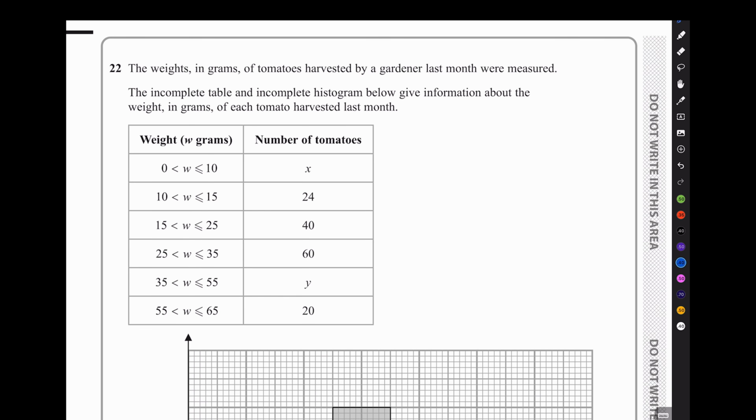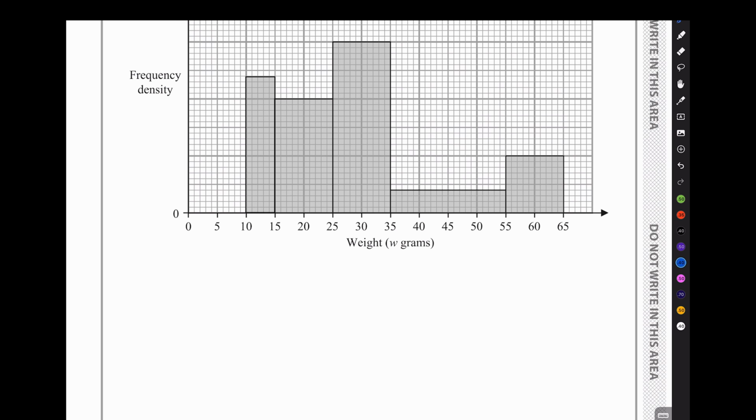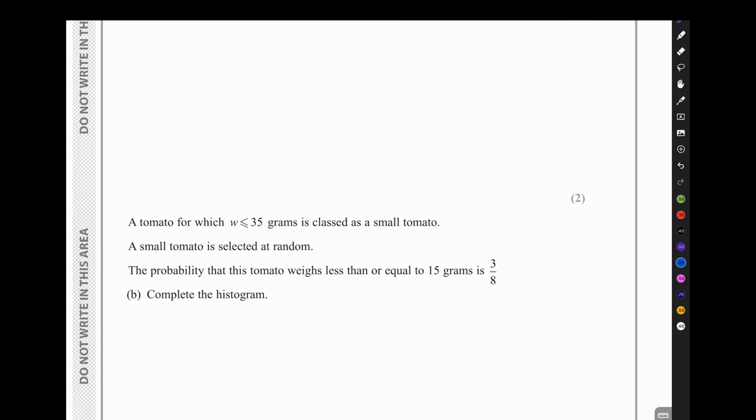Okay, moving on. Oh, I hate histograms. Okay, I hate them. I hate maths.